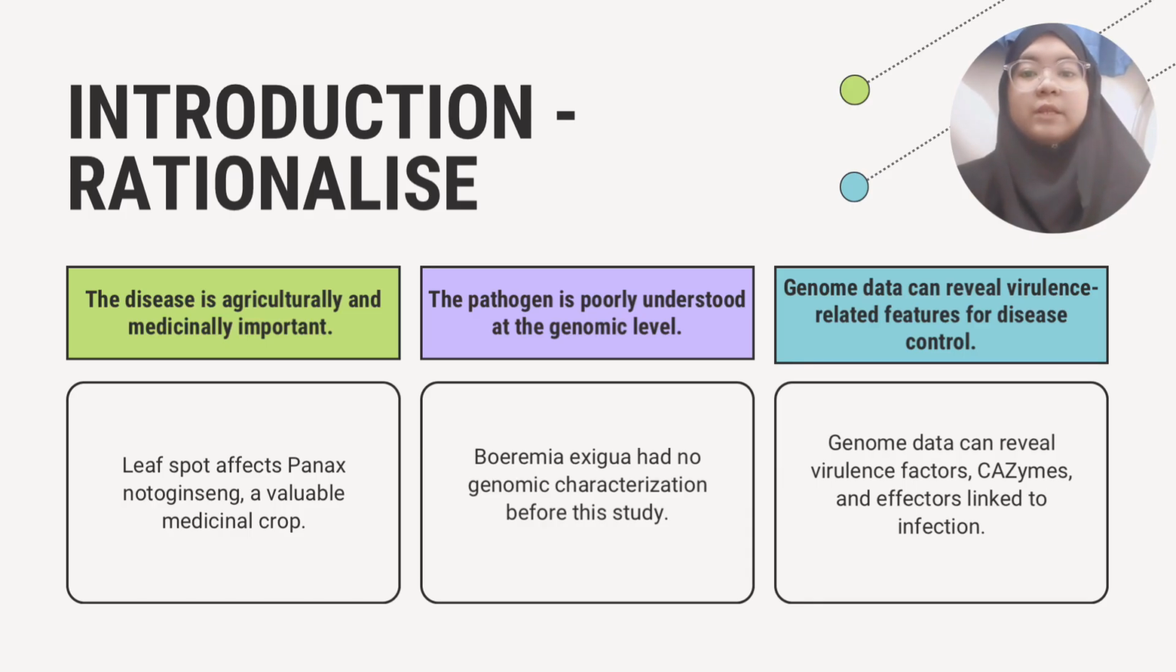Leaf spot disease is an important issue because it affects Panax notoginseng, which is a valuable medicinal crop. When a disease affects a plant like this, it can reduce both quality and safety. So it becomes important to understand what is causing this infection. Another reason this study matters is that Bioremia exigua was still poorly understood at the genomic level, so there was a clear gap in knowledge about how this pathogen works. Moreover, genome information is useful because it can show virulence-related features such as CAZyme enzymes, effectors, and other genes linked to the infection, which can help to explain how the fungus infects the host and guide future disease control.